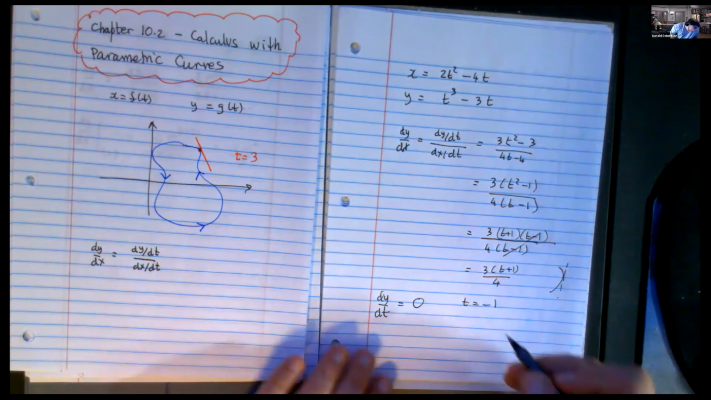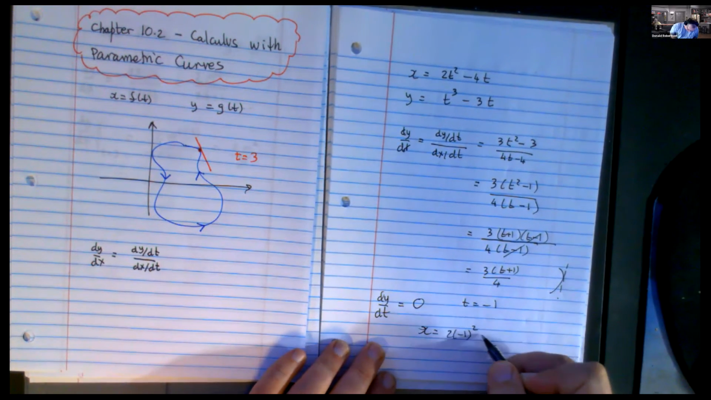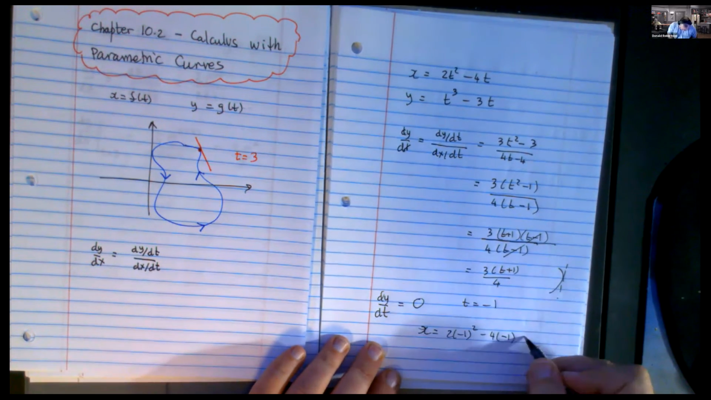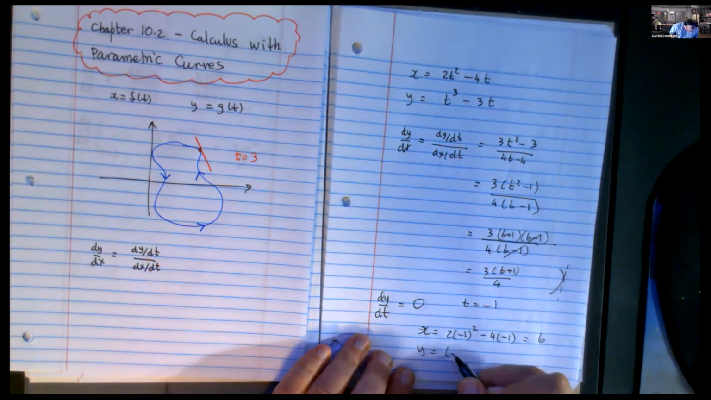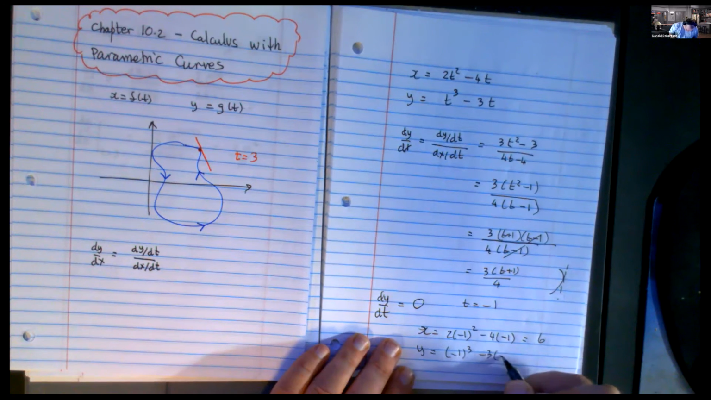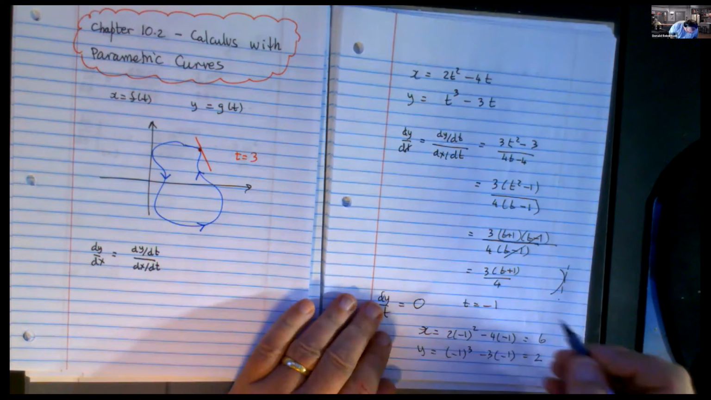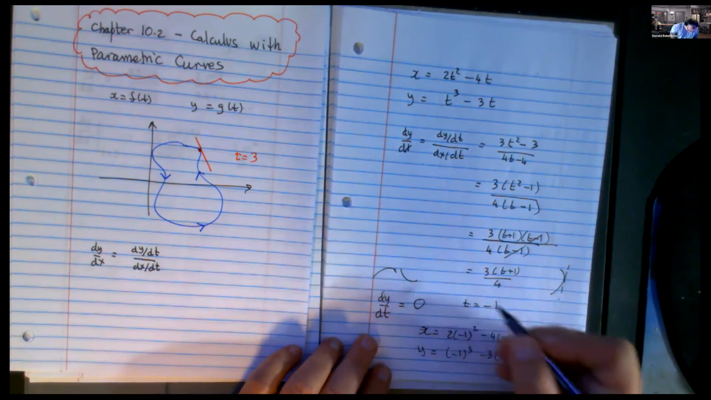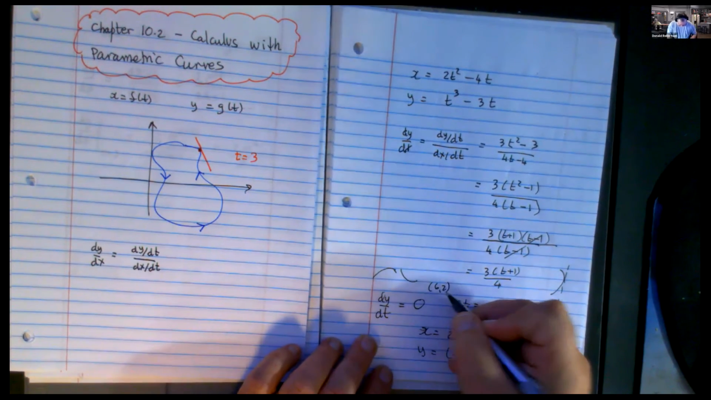Now, at t equals -1, the x coordinate is 2 lots of -1 squared, take away 4 lots of -1. And that's 2 add 4, so that's 6. And the y coordinate is going to be -1 cubed, take away 3 lots of -1. So that's going to be -1 add 3, which is 2. So I can tell you that there's a horizontal, like a hill or a valley, and it's going to be happening at the point 6, 2. Agreed?